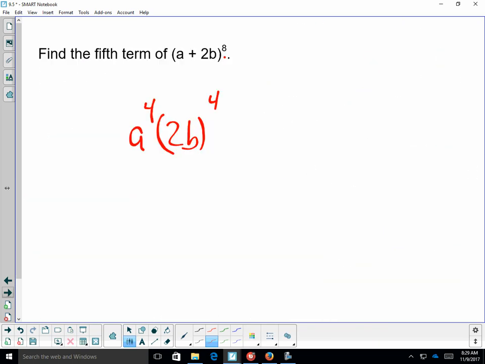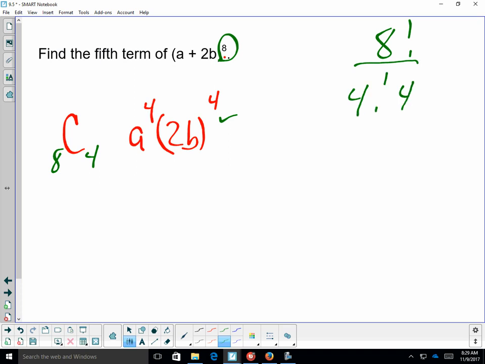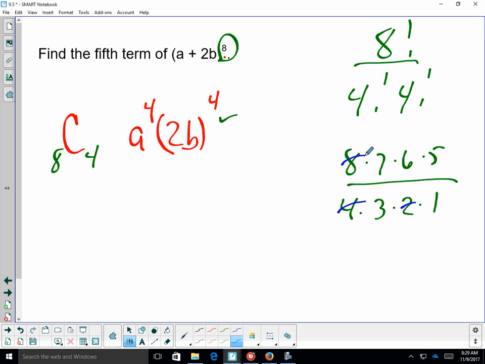So I could do a combination, since I'm only looking for one term and don't need the entire triangle. Remember, this matches this here, and I start with 8, which is the degree here. So off to the side, I'm going to have 8 factorial over 4 factorial, 4 factorial. So I'm going to have 8 times 7 times 6 times 5 over 4 times 3 times 2 times 1. And I'm going to mentally do that math oh so quickly. Maybe, and I get 70, which is what I was expecting.